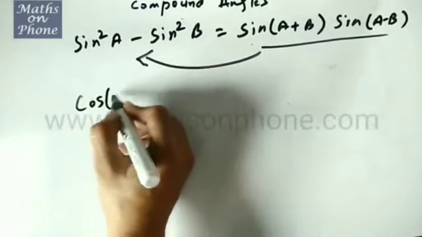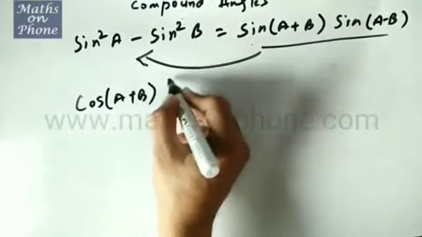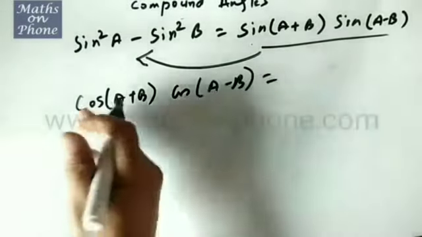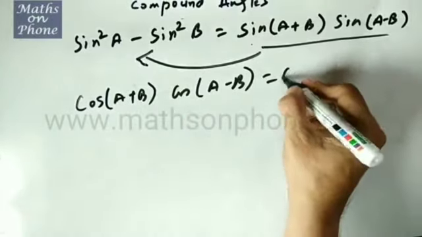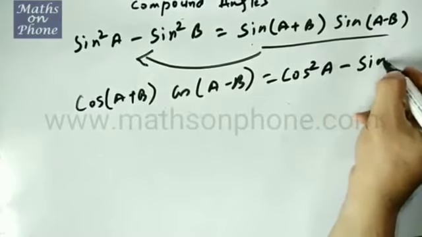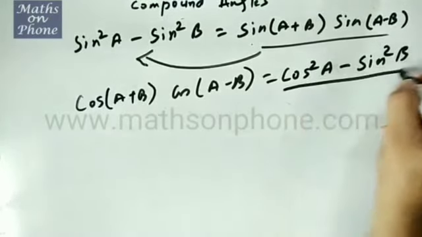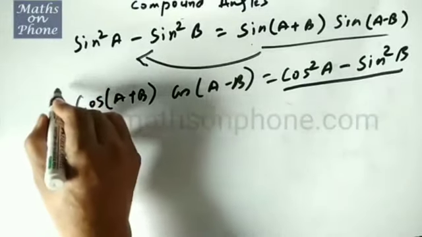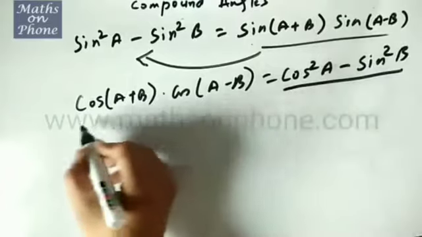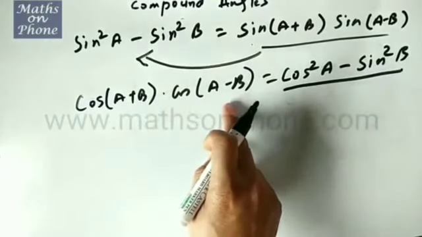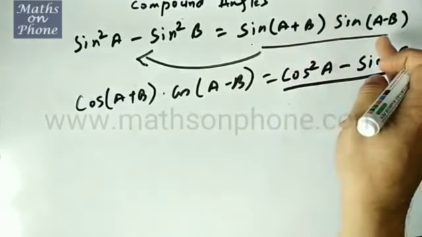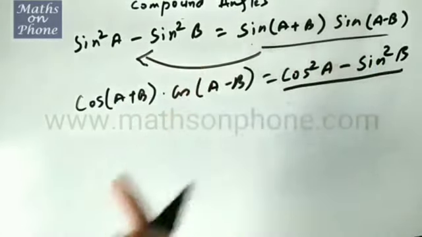Suppose we get cos(A+B) into cos(A−B). If you just expand it, you will automatically get it. That is cos²A − sin²B. Be careful, cos is different. Cos is not playing as usual as sine is playing. Cos is giving a somewhat different formula. So cos(A+B) into cos(A−B) is cos²A − sin²B, whereas sin(A+B) into sin(A−B) is sin²A − sin²B.